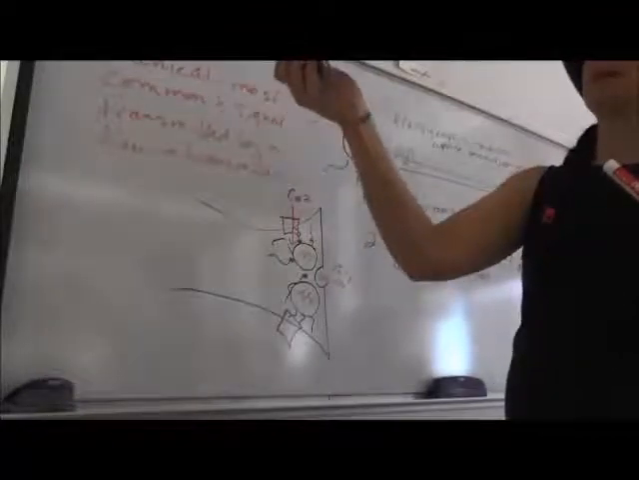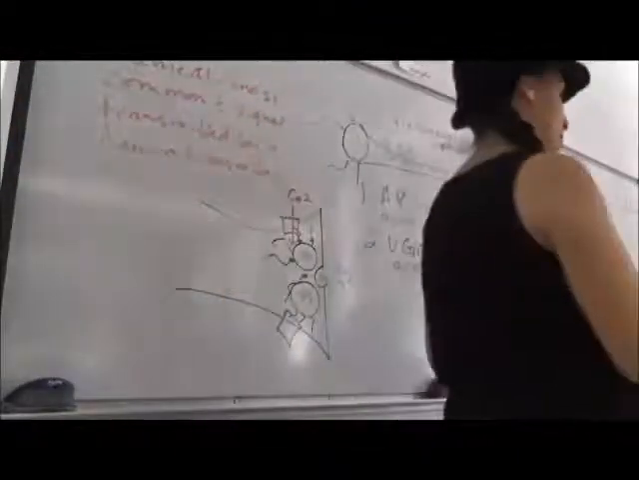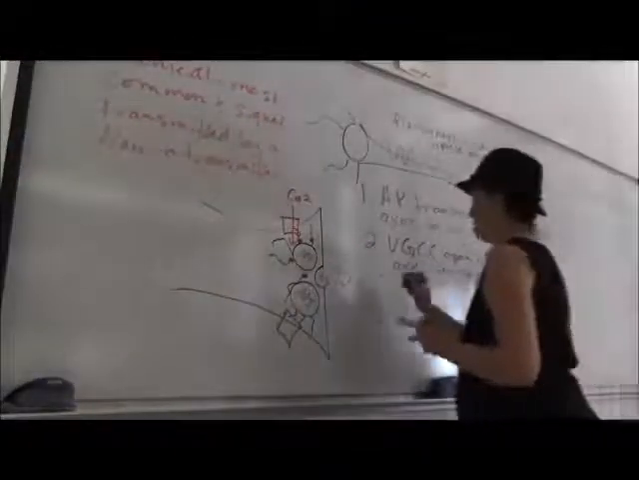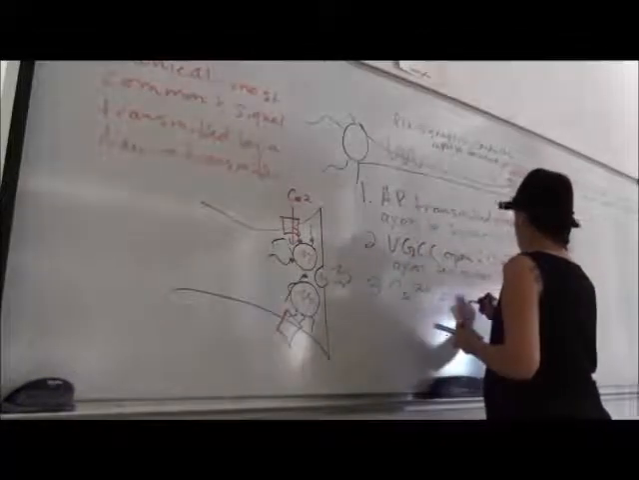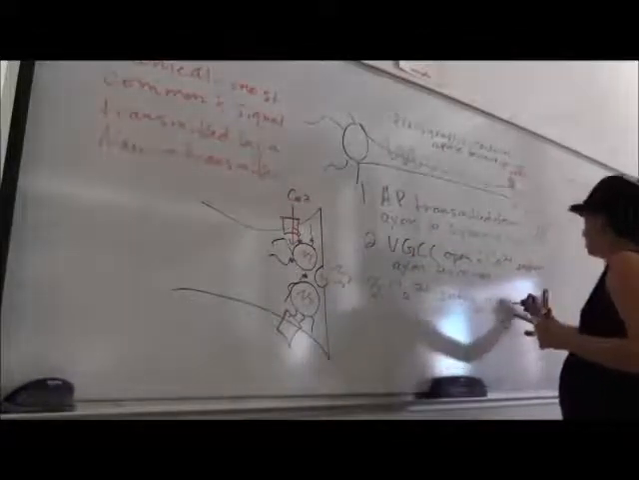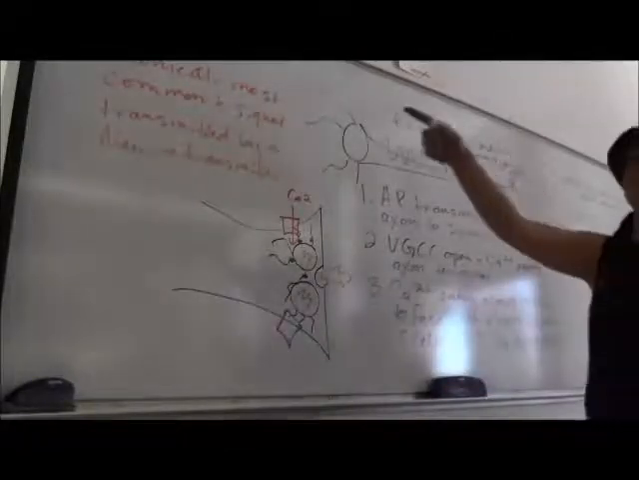Our next step is that calcium is going to bind with those proteins and allow the synaptic vesicles to fuse with the plasma membrane. So we'll say calcium entry allows vesicles to fuse with the plasma membrane and release their neurotransmitter by exocytosis. So the neurotransmitter enters the synaptic cleft.